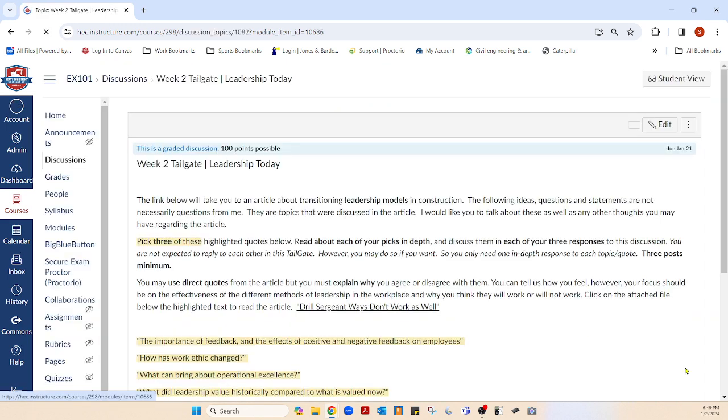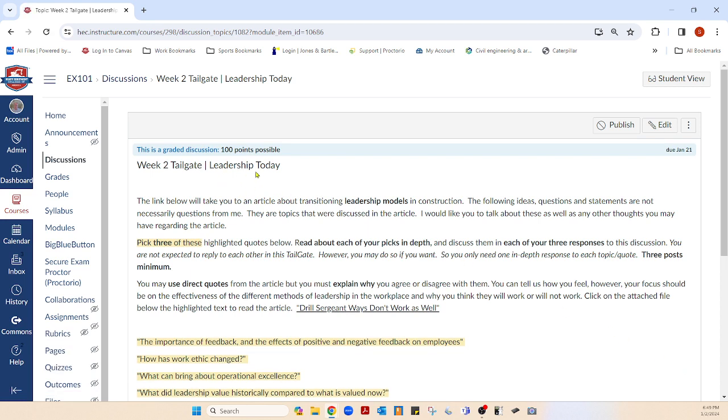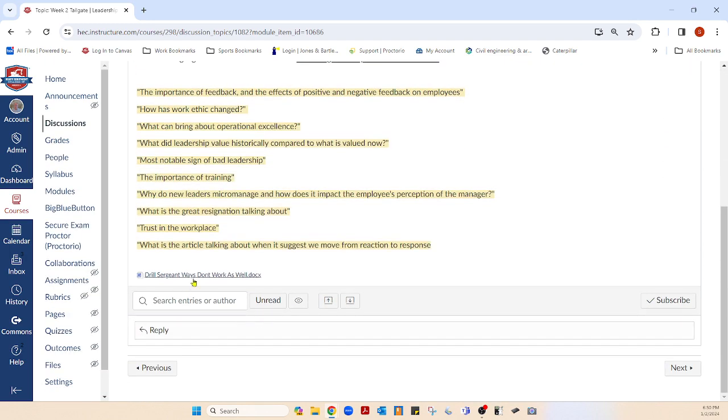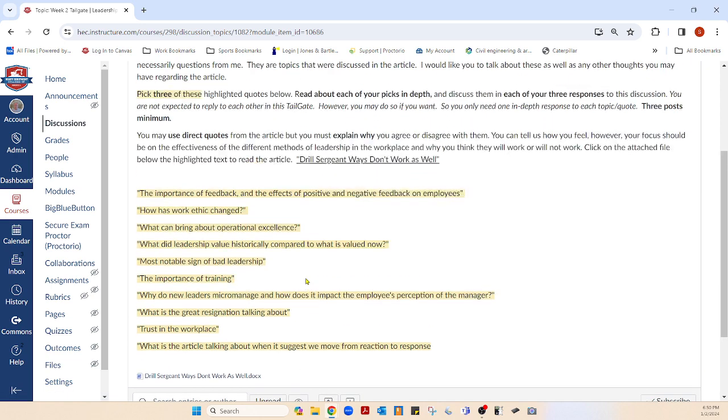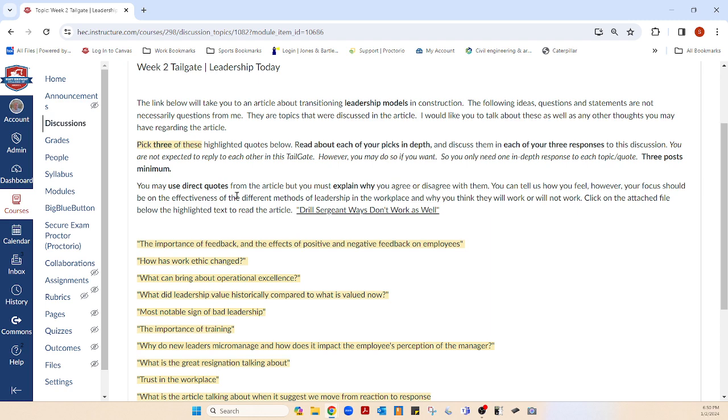Next in this is a tailgate for module 2, and it's about leadership. And there is a link, and I'm glad I went here because right here, let's see, there's a link down below, and it's about this article. Let me see where. Right here it is. See, it's a link, and that's where the article is. So the first thing you want to do is read that article. Maybe you can even print it. If you can, print it and pick out these things. Pick 3 of these things out.